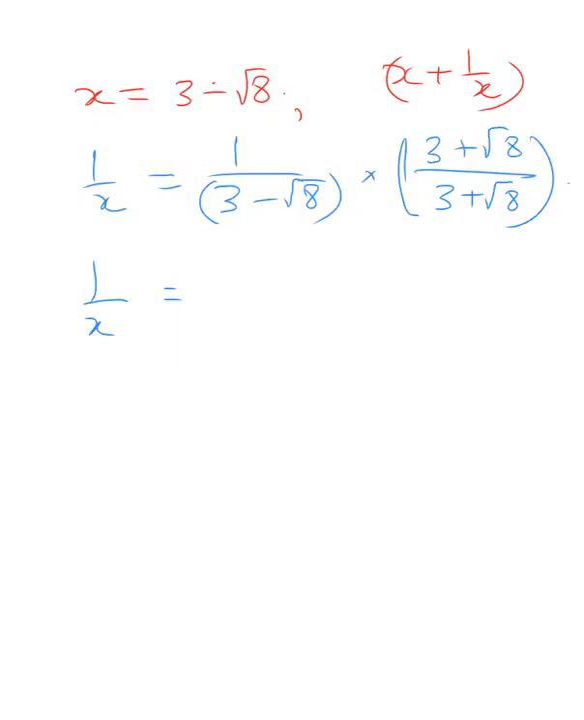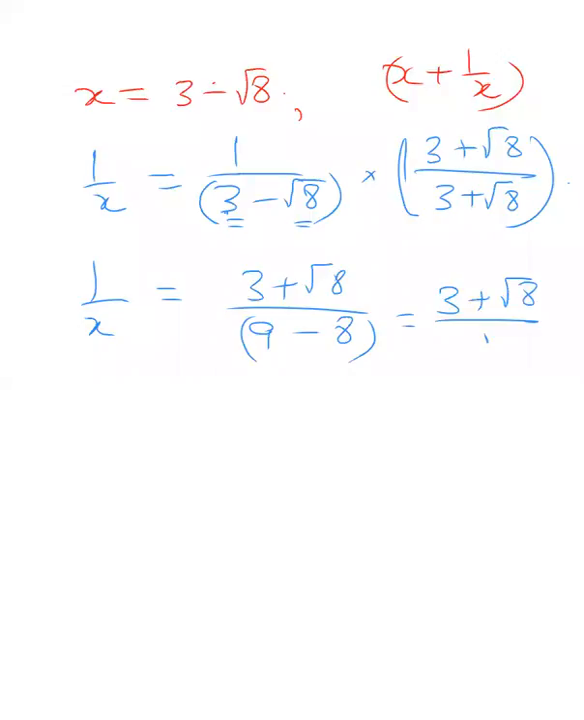So 1 by x is equal to 3 plus root 8 upon, this a plus b into a minus b will be a square minus b square, so 9 minus 8 will be 1. So 3 plus root 8 by 1. So x is 3 minus root 8 and 1 by x is 3 plus root 8. If I add x with 1 by x, I'm getting 6, the first answer.